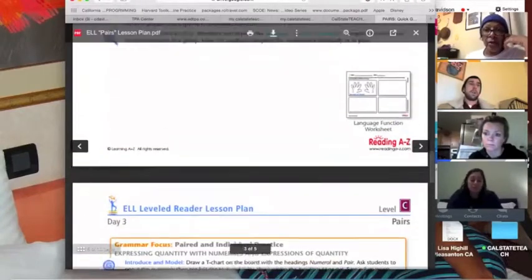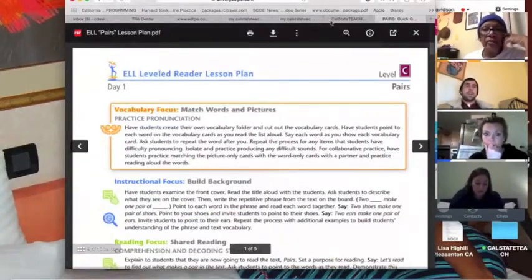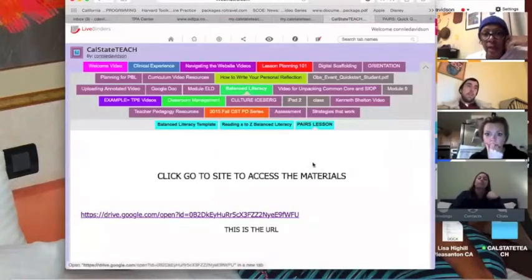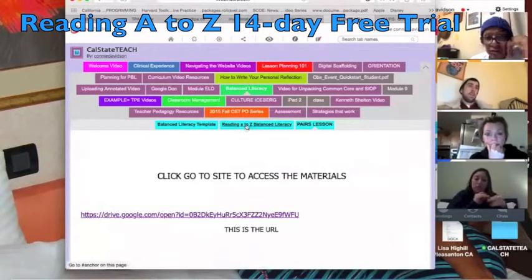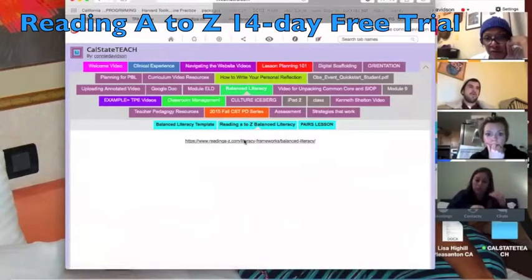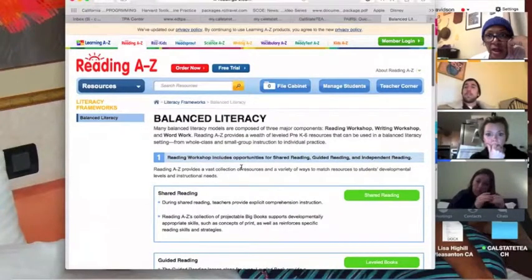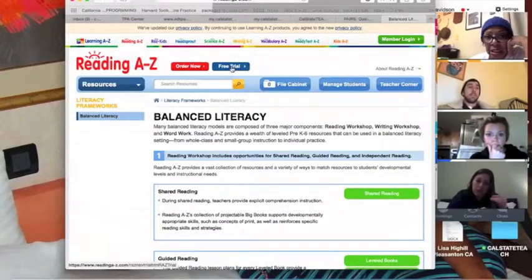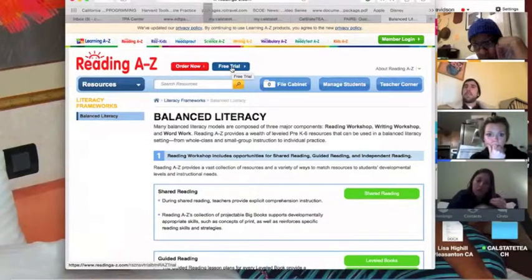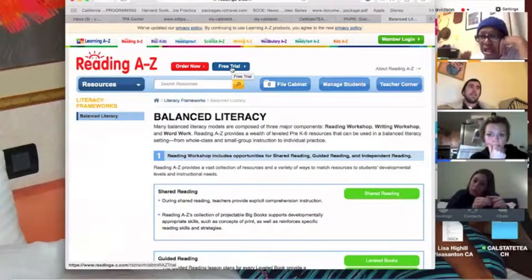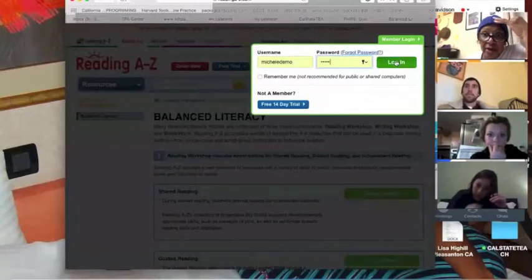All right, so now we're going back to the live binder, which I think is here. And you see this Reading A to Z balanced literacy. If you go to this website right here, you will get a 14-day free trial, which means you will have access to material. And you can find your lesson for your kids at their grade level and supporting information. So I'm going to log in so that you can see how to use it.